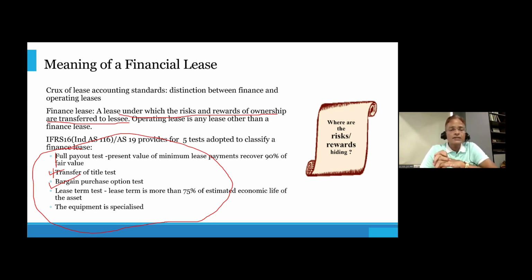The next test is lease term. Tenure of the lease is more than 75% of the estimated economic life of the asset. Quite often people may mistake economic life for useful life. Economic life means the life of the asset to work as such. Useful life is different. Useful life is the usability of the asset by me.